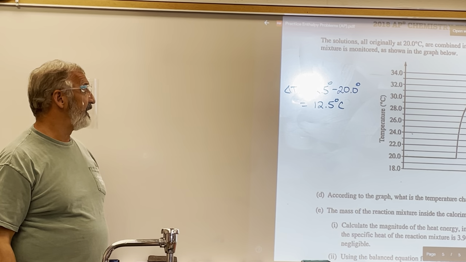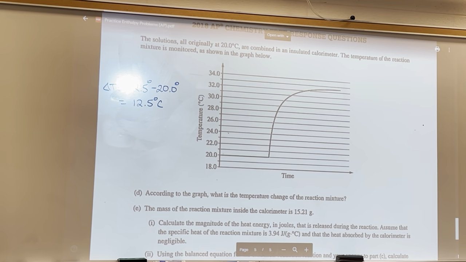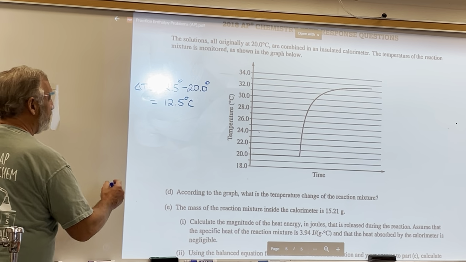It says the mass of the reaction mixture inside the calorimeter is 15.21. Calculate the magnitude of the heat energy that is released during the reaction. Now, it is saying released, so you aren't necessarily going to have to have the negative sign, but it's not wrong to put it, because we know that it's an exothermic reaction. It says, assume that the specific heat of the reaction mixture is 3.94 and the heat absorbed by the calorimeter is negligible. So again, what equation are we going to use here in order to calculate delta H?